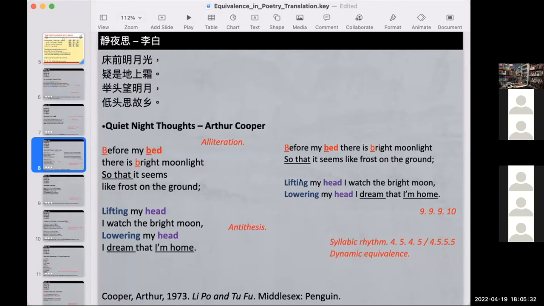You can also write it this way: Before my bed there is bright moonlight, so that it seems like frost on the ground. Lifting my head, I watch the bright moon. Lowering my head, I dream that I'm home. You can also write it this way, but he preferred, I have his book, he preferred to translate it in 2 stanzas.